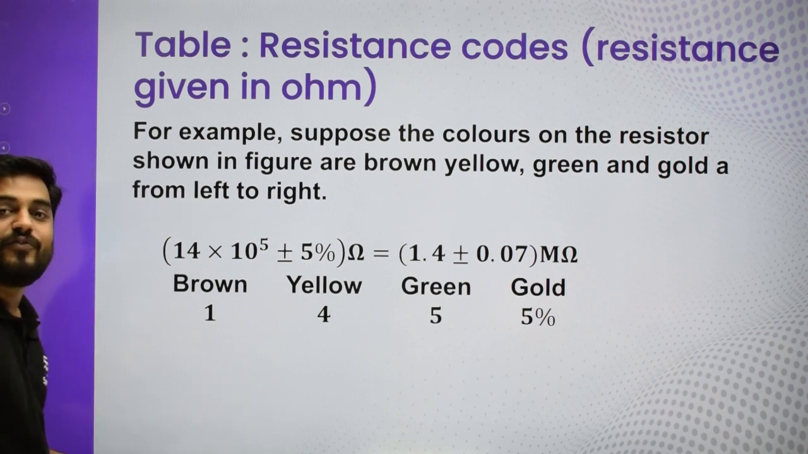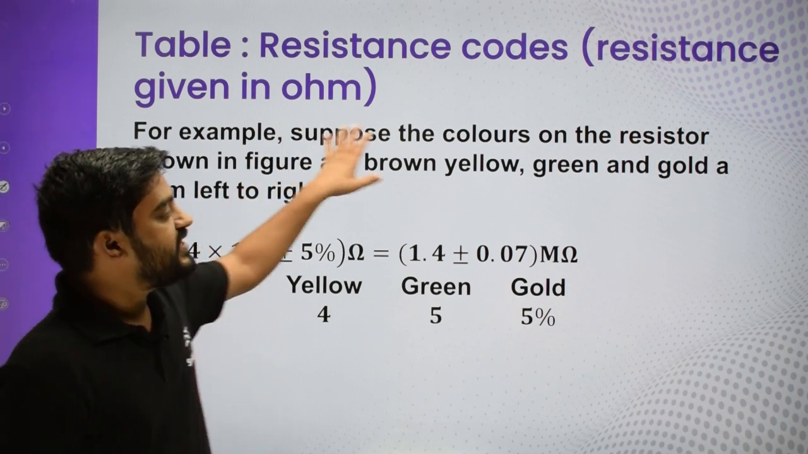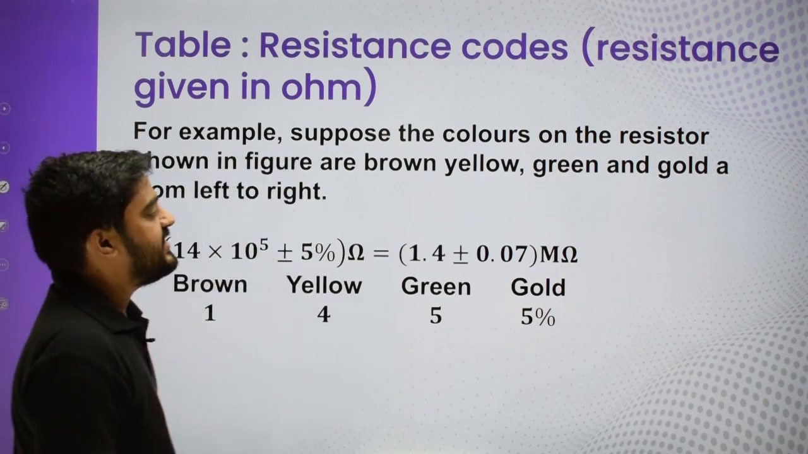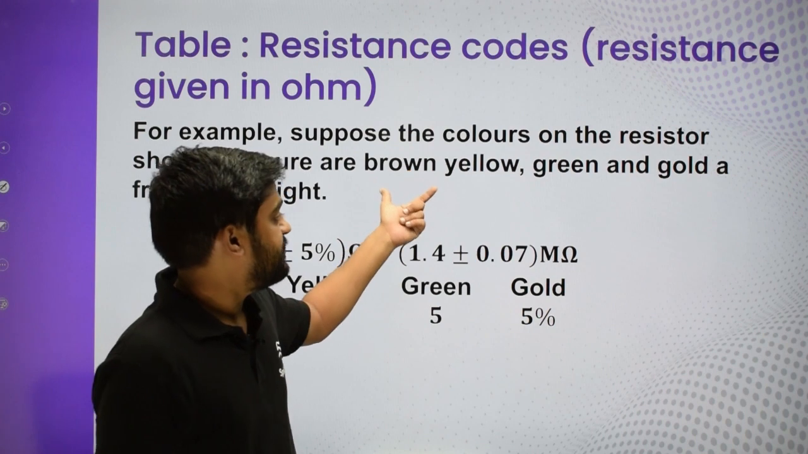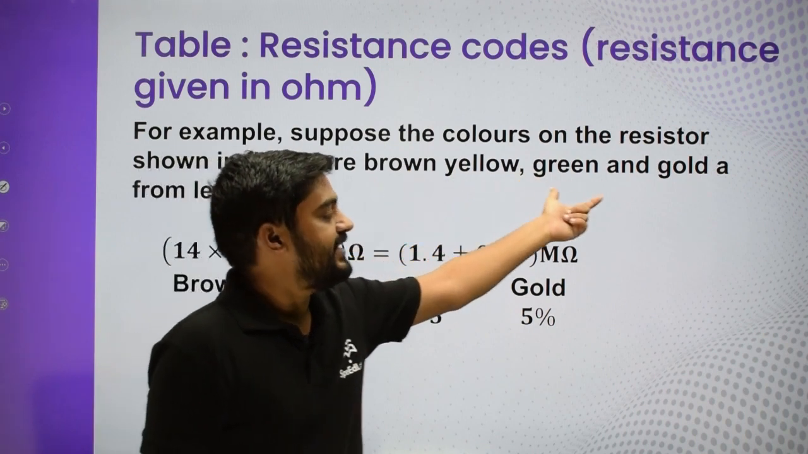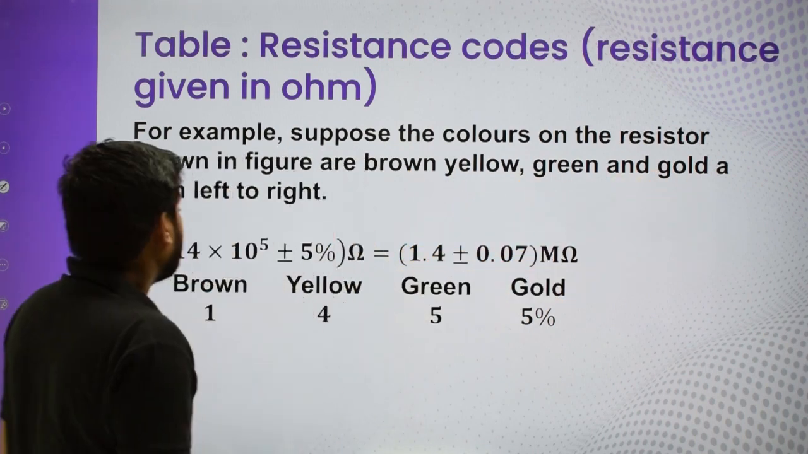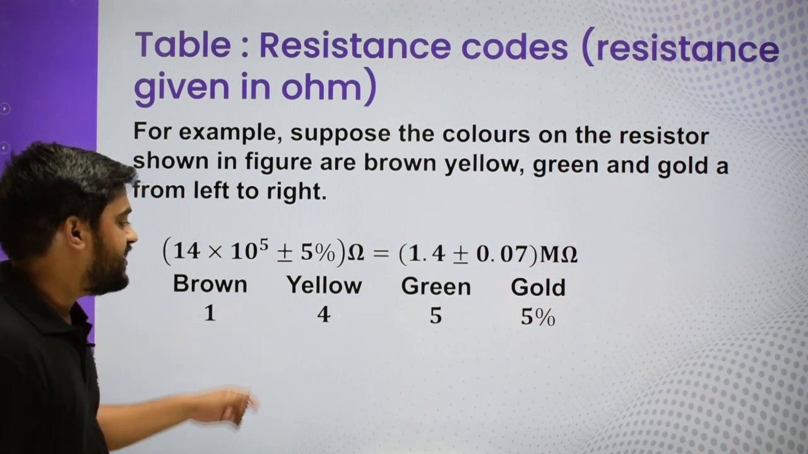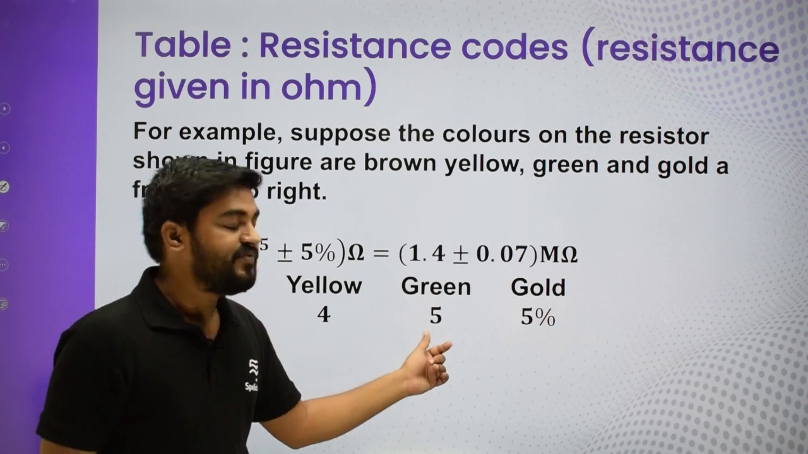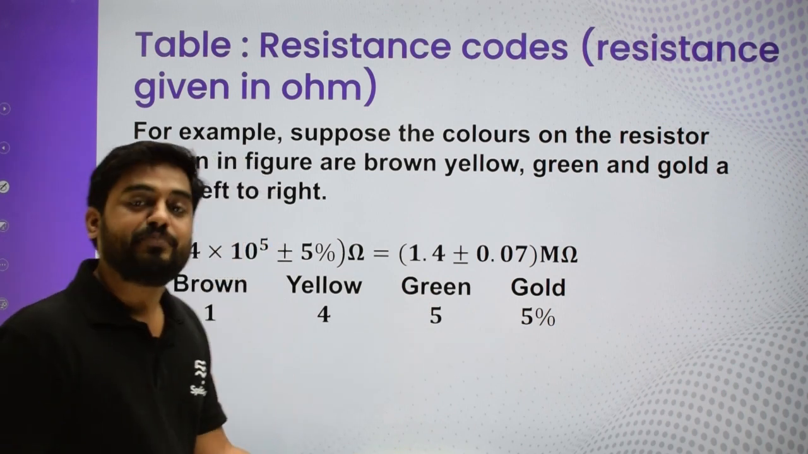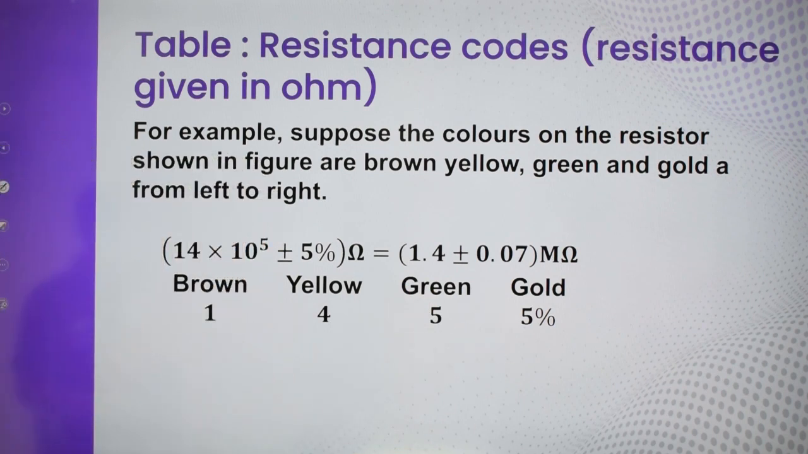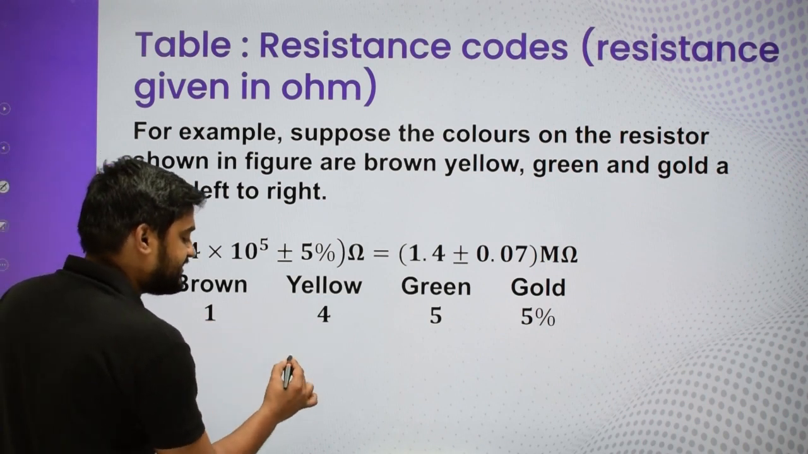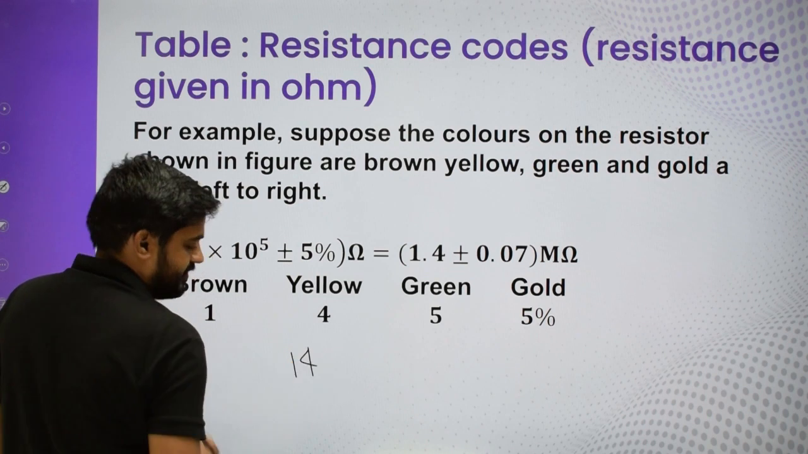For example, there are 4 strips. Suppose the colors on the resistor shown in the figure are as follows. The first strip is brown, the second is yellow, the third is green, and the last is gold. What does brown represent? You can check the value from the table. Brown represents 1, yellow represents 4, green represents 5, and gold represents 5%. So what will be the value of resistance? This is 1 and 4. This is the first digit, this is the second digit. So we get 14.